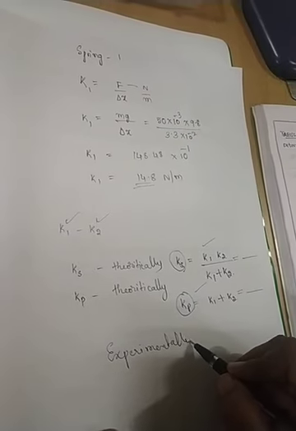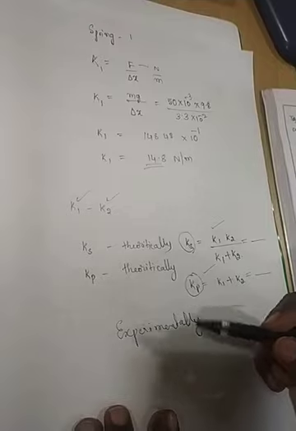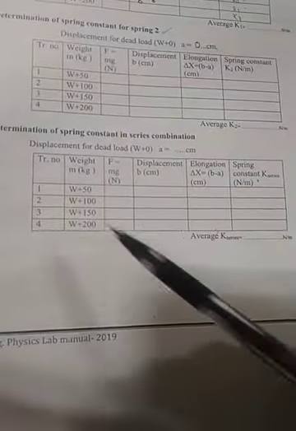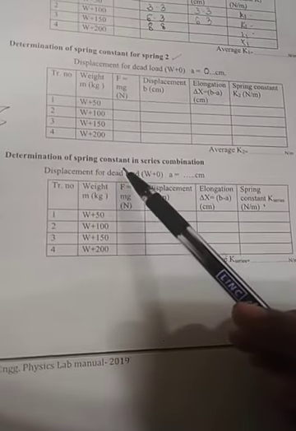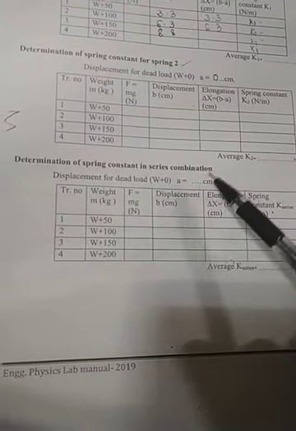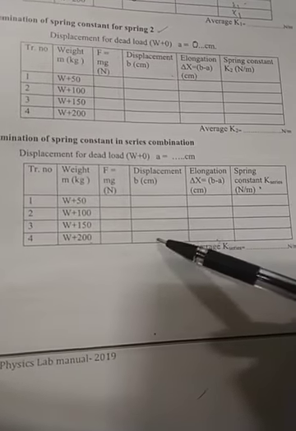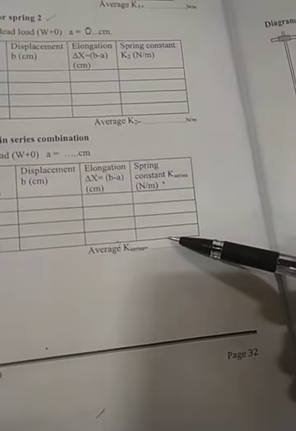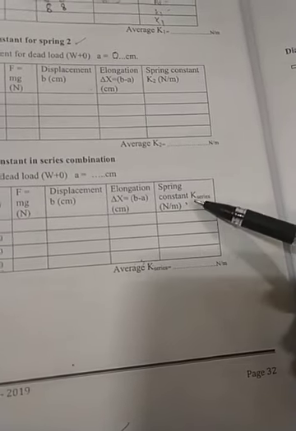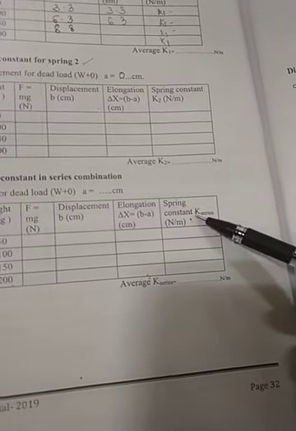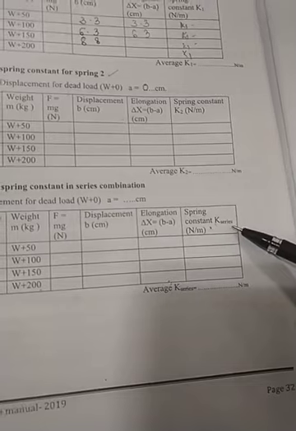To find this experimentally, the procedure is the same, but we have to consider both the springs, which are said to be in series combination and in parallel combination. For that we have given the tabular column, determination of spring constant in series combination. See here the applied load is also the same and you have to find out the displacement, then find the spring constant. Because it's a combination of springs, we have to mention it as Ks, the series value, the equivalent spring constant.